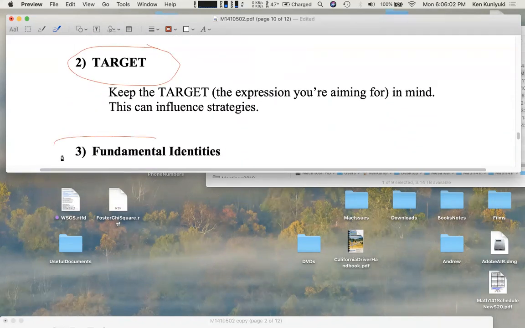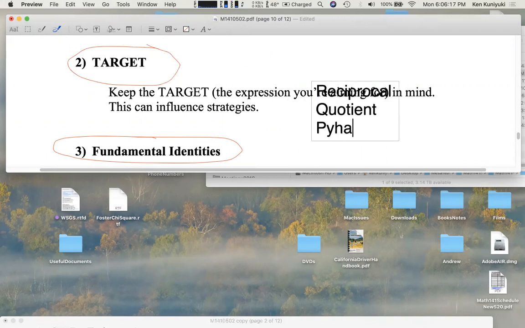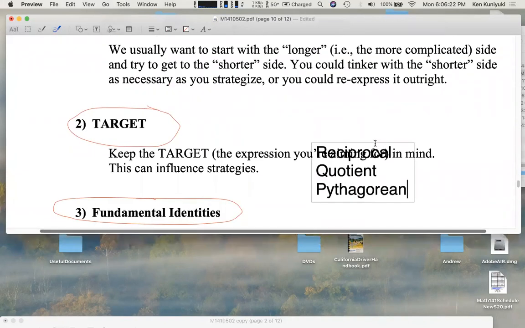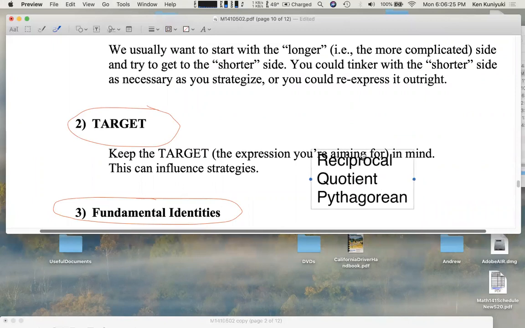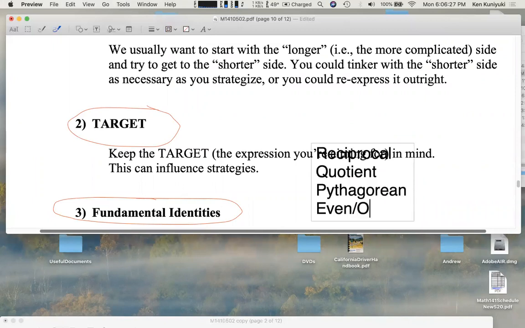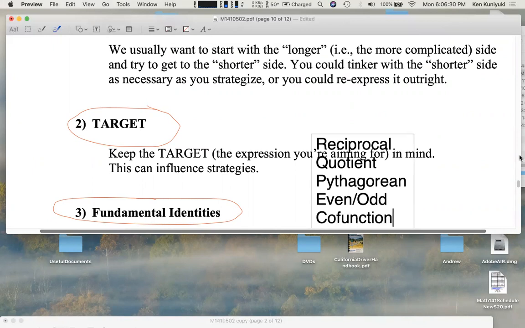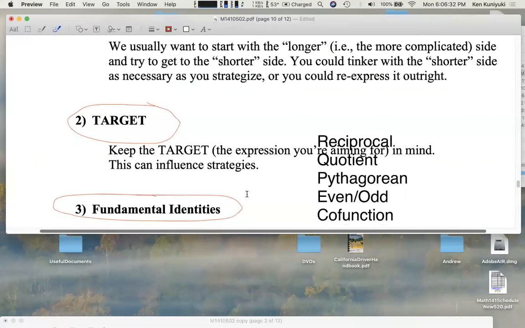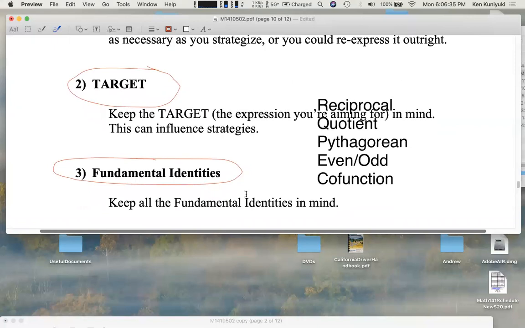Third, be prepared to apply the fundamental identities. You probably will have to, so keep them in mind. Let's review them, right? In order, probably reciprocal, quotient, then probably Pythagorean, even, odd, or negative angle, and the cofunction identities. So these 5 categories. And be prepared to apply them step by step and carefully.